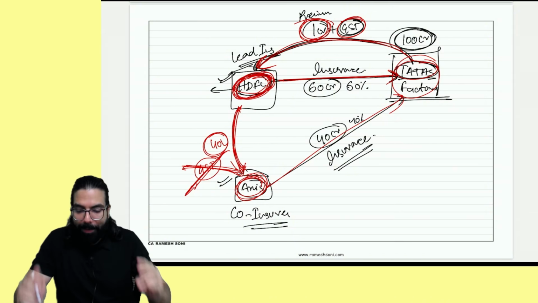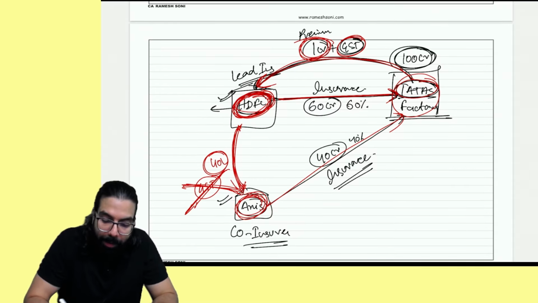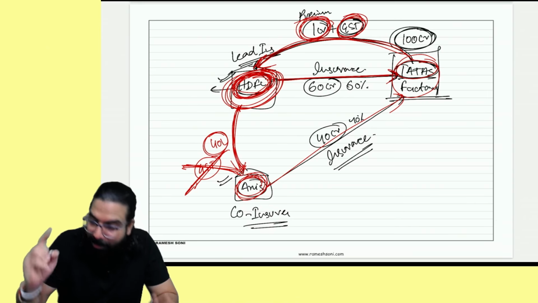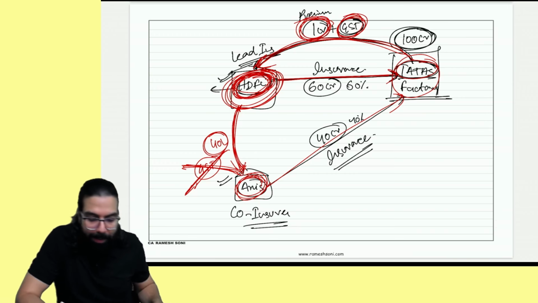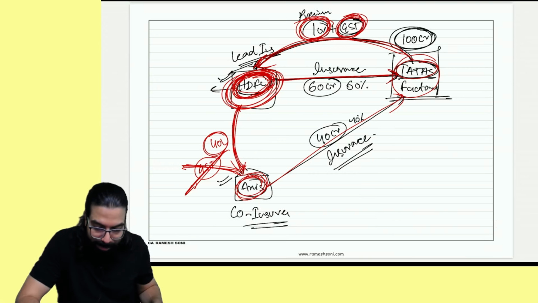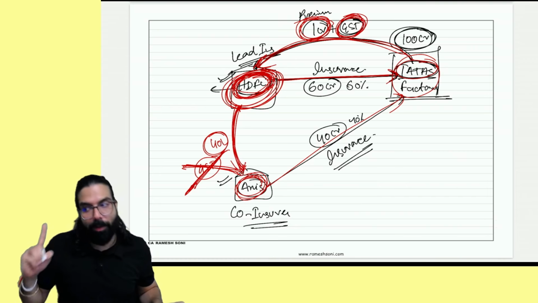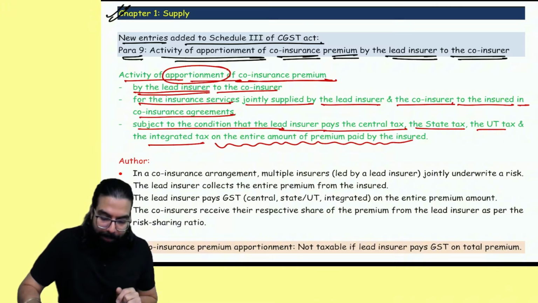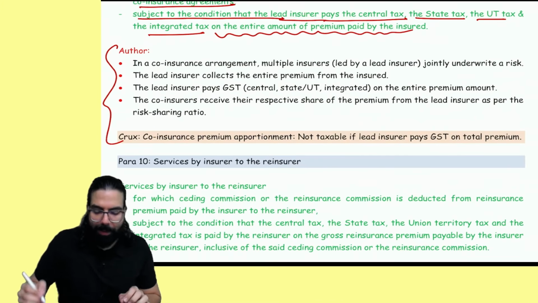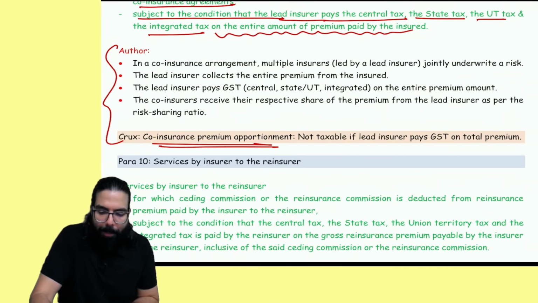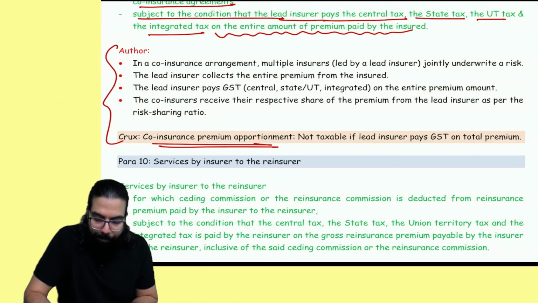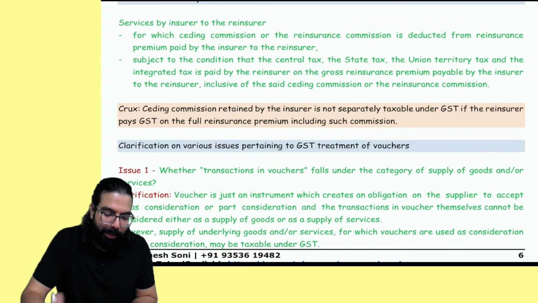In your exam, be very careful about one point. On the entire premium collected, the lead insurer should have paid the GST. Then on the apportionment amount, GST will not come. Okay sir, let's go ahead. And I've just written over here: co-insurance premium apportioned, whatever is the co-insurance premium which is being apportioned, is not taxable if the lead insurer pays GST on the total premium. Done, sir. This point is clear.